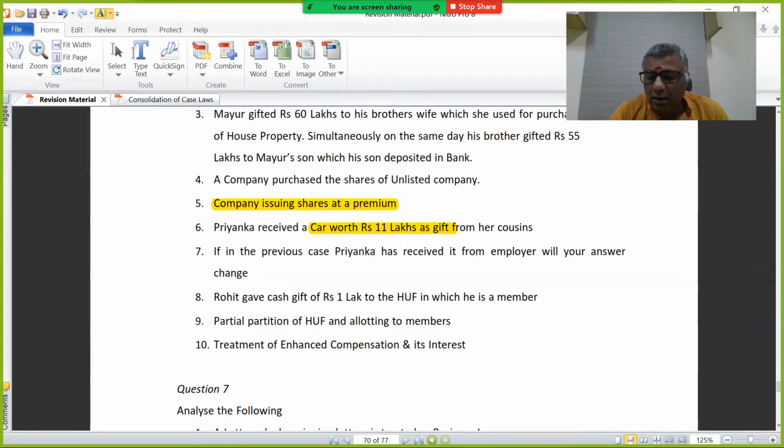Sir, that Mayur question, that 60 lakh is not at all taxable, sir. Yes, sir. Income on that 60 lakhs is taxable, not 60 lakhs. Oh, only this 55 will be taxable. Income on 55 lakhs, sir. Like depositing in bank and getting interest. That interest will be clubbed in the hands of the transferor.